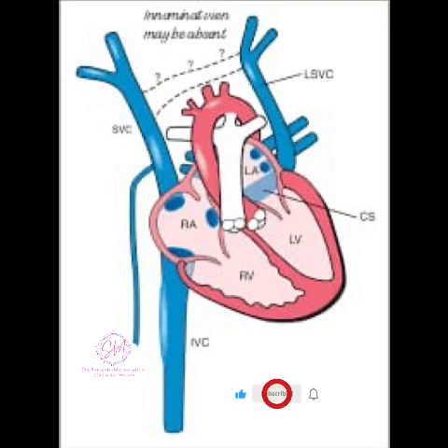Well, if you can imagine that the left superior vena cava is there and it is draining into the coronary sinus, the coronary sinus will be carrying the blood of the left side of the upper limb and head and neck and will drain into the right atrium through the coronary sinus, so the coronary sinus will be dilated. Well, let's come to the dilated coronary sinus.